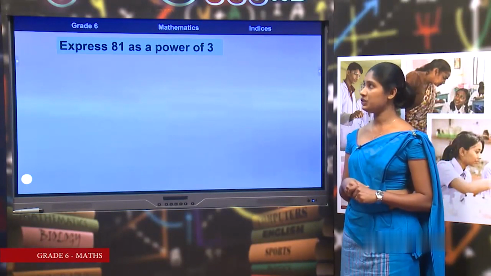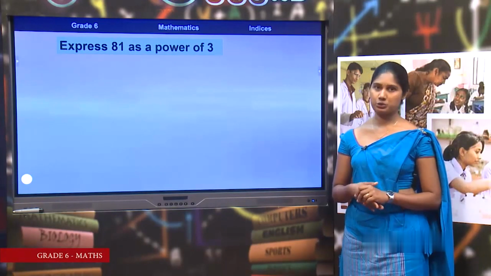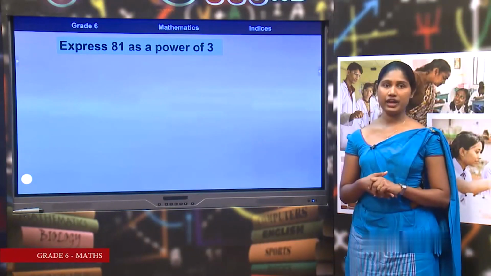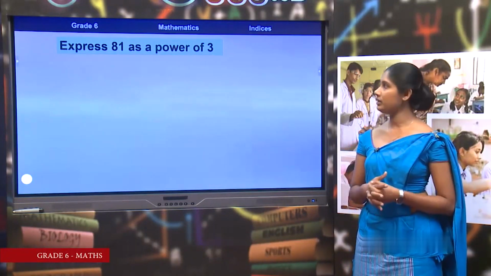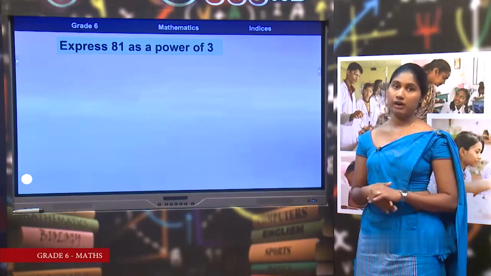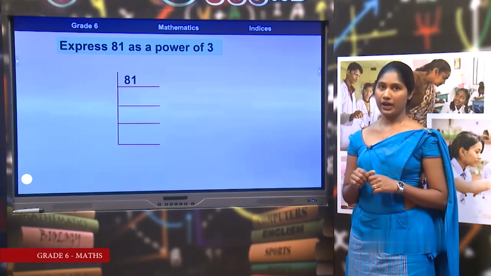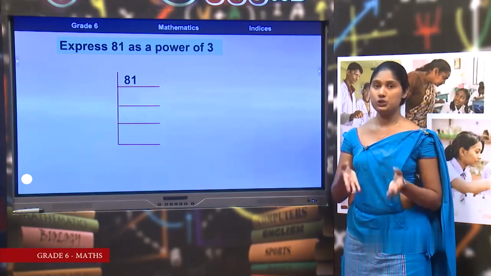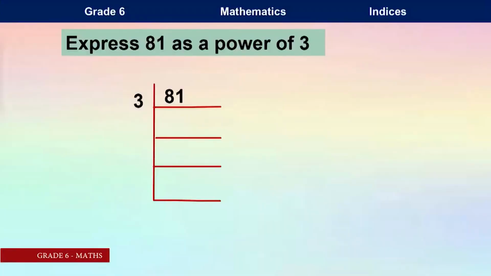Express 81 as a power of 3. What we have to do? Then 81 we have to divide by 3. We should divide 81 by 3 until 1 comes. We'll see how to do it. 81, I have to divide 81. You have to divide by 3. So, what is the answer after dividing it? Answer is 27.